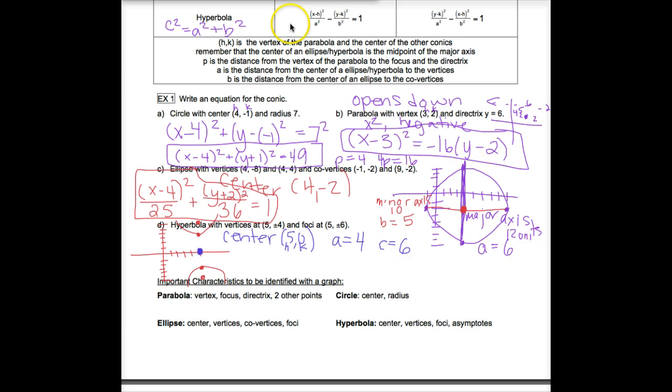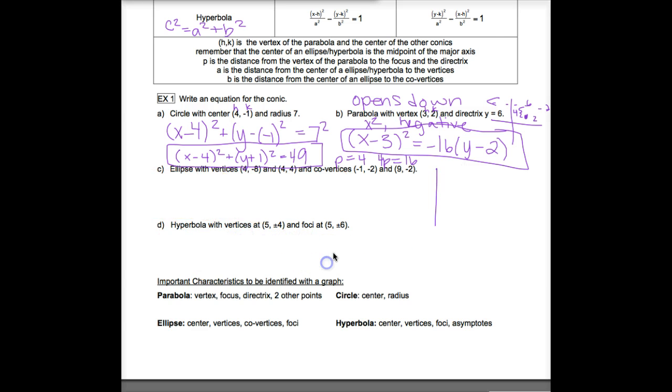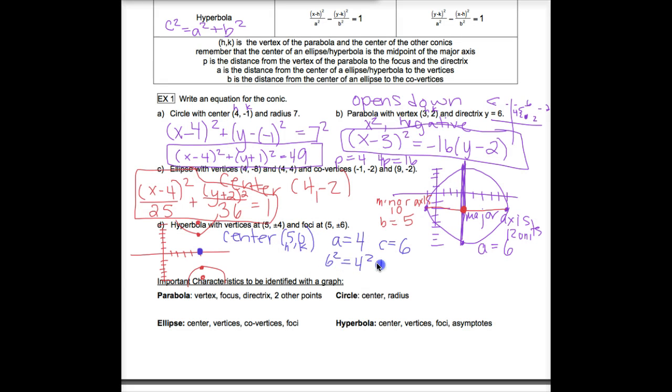And because this is a hyperbola, I know that c squared equals a squared plus b squared. So 6 squared equals 4 squared plus b squared. So 36 equals 16 plus b squared, which means that b squared is 20. And that's the missing piece. That's all that I need, because now I know what b squared is. I don't need to know b, which is just the square root of that, but here's b squared. Now I know what a squared is going to be. A squared is 16.